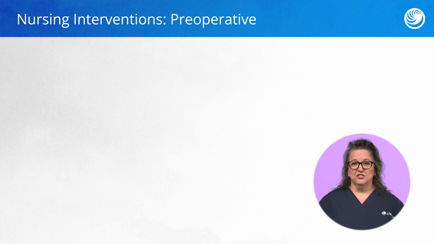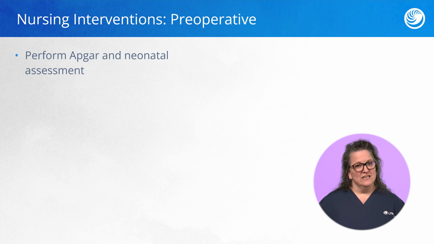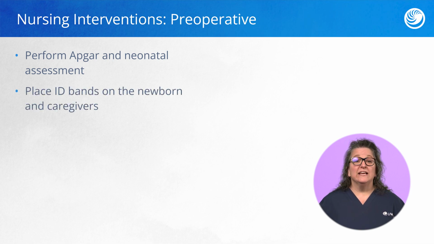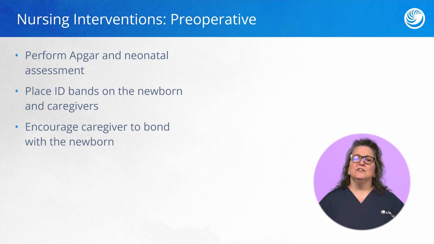Postoperative nursing interventions. Many steps are the same as what you would do for a vaginal delivery, and also what you would do for a client after any surgery. Perform APGAR and neonatal assessments. Place ID bands on the newborn and caregivers as soon as possible as a safety precaution. This is done prior to leaving the operating room. Encourage caregiver bonding with the newborn.